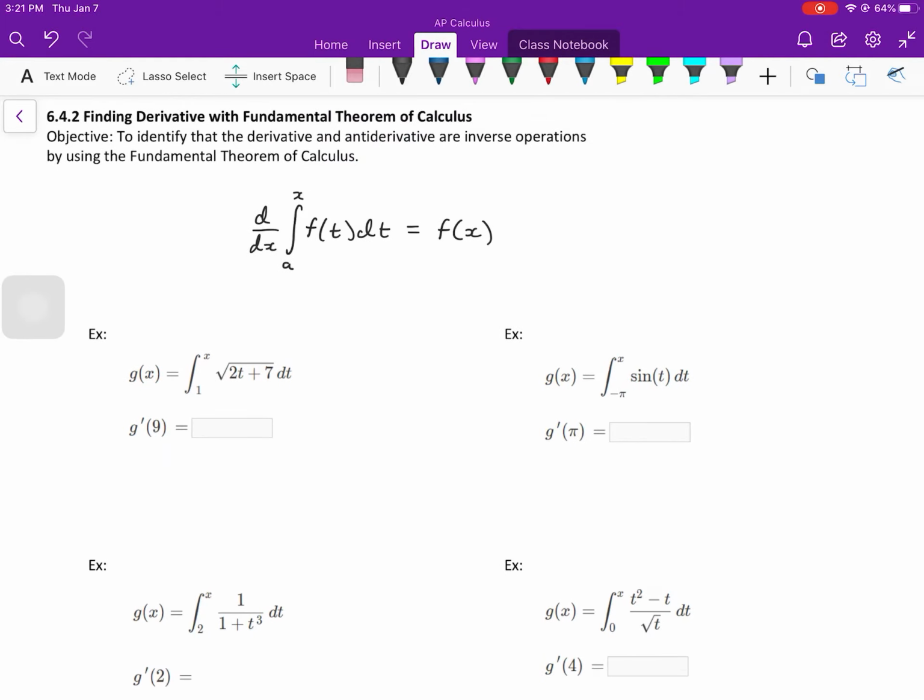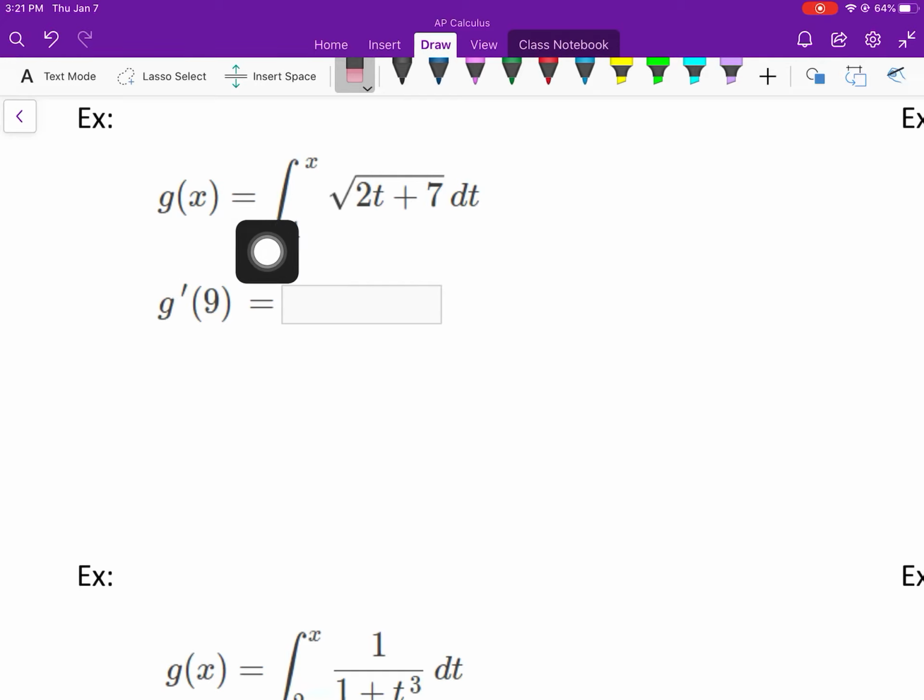So right here, it's just a different way they're stating it. And that might be what confuses people. They're asking us to find g prime. Well, g is the antiderivative of this. So when we do the derivative of the antiderivative, it's just going to cancel out that sign. So let's start with g prime of x, and then we'll worry about the 9. So g prime of x, derivative of the antiderivative goes away.